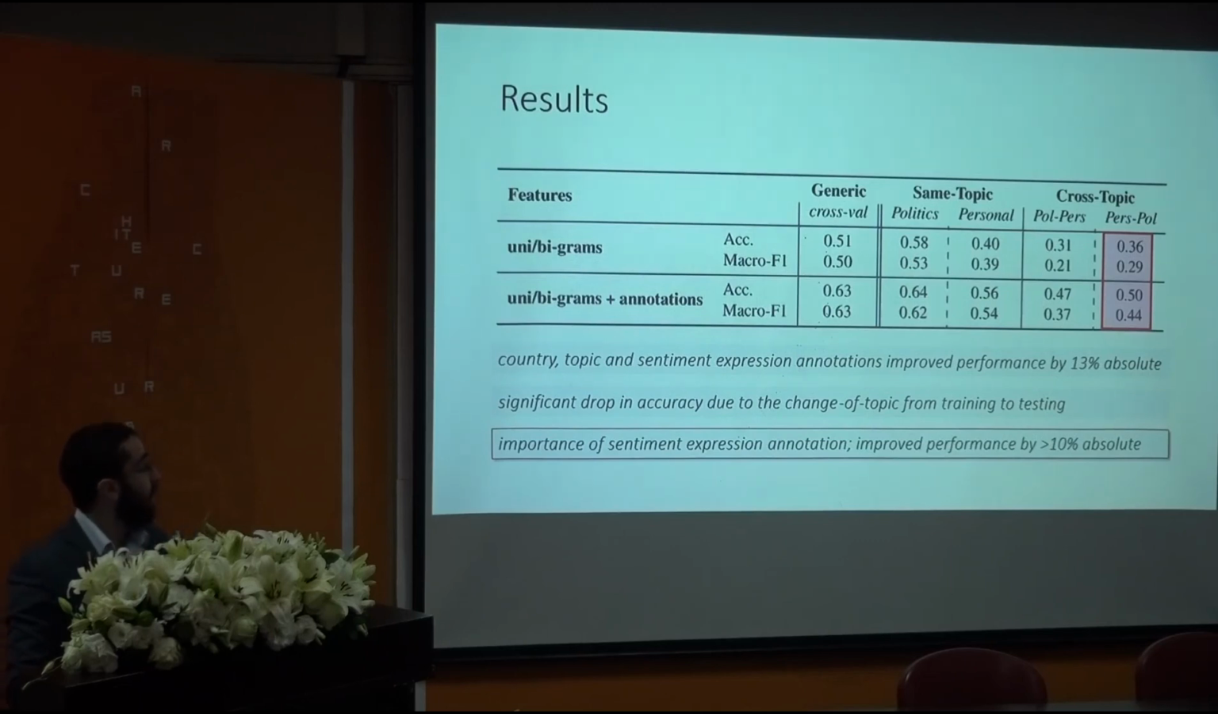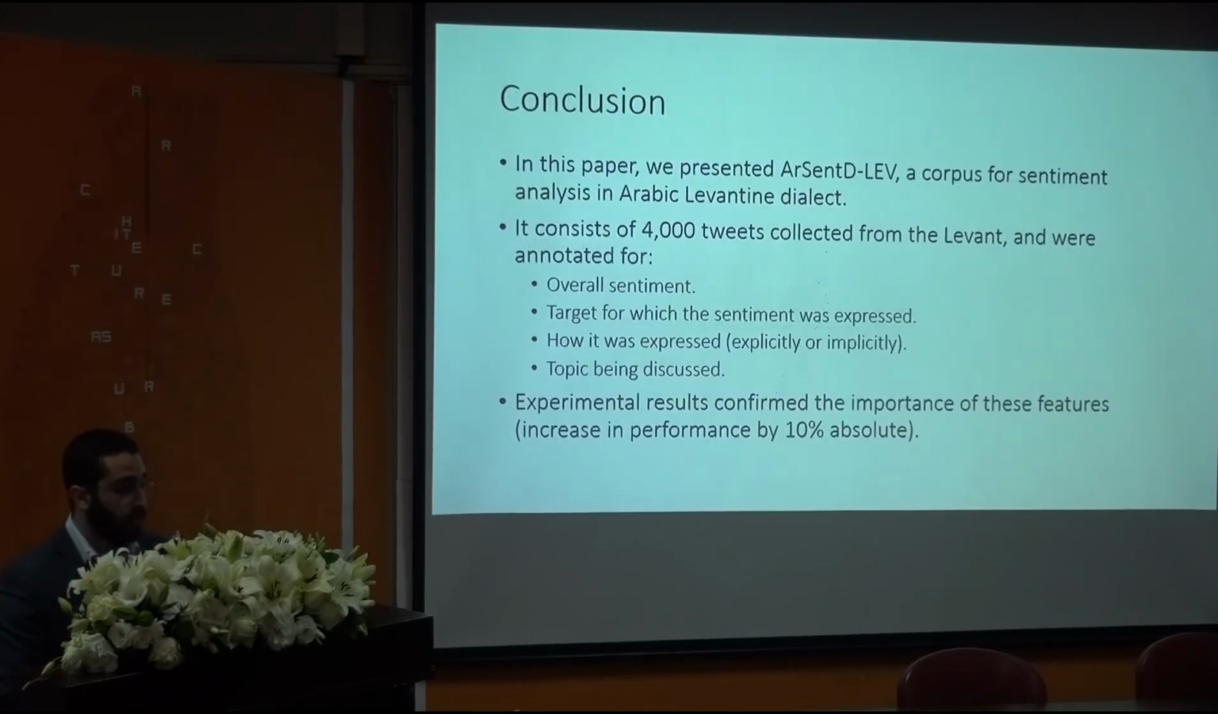And finally, to show the importance of sentiment expression, we trained on personal and tested on political. Without annotation, 36% accuracy, and with our annotation, it increased to 60%, which shows the importance of sentiment expression annotation. In conclusion, we presented our corpus called RCPD Lab. It consists of 4,000 pieces collected for overall sentiment, target for which the sentiment was expressed, the expression way, and the topic being discussed, and the experiment results confirm the importance of these features. Future work includes exploiting this data in domain adaptation. That means training a model on a source and testing on a different source, but having good results as well.